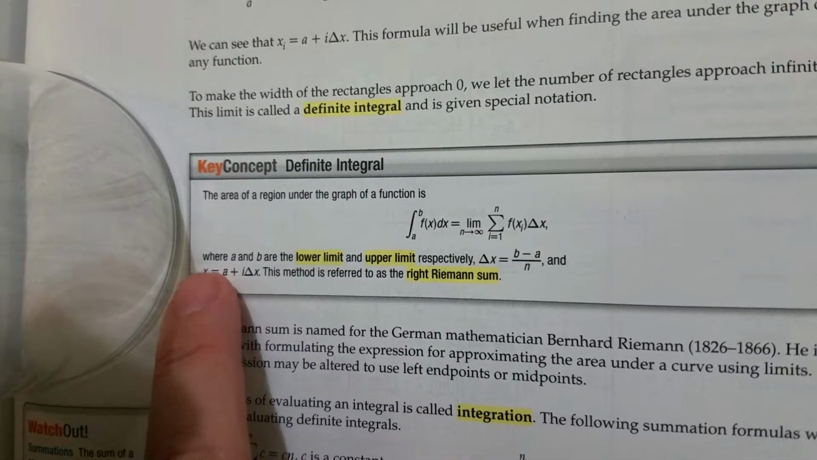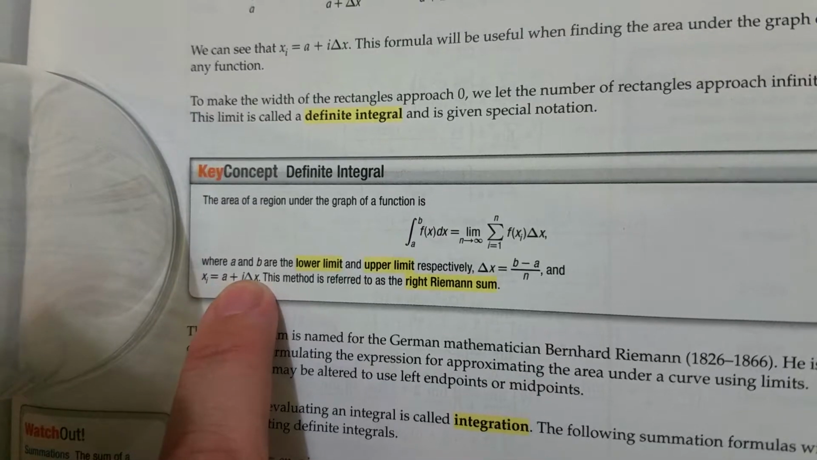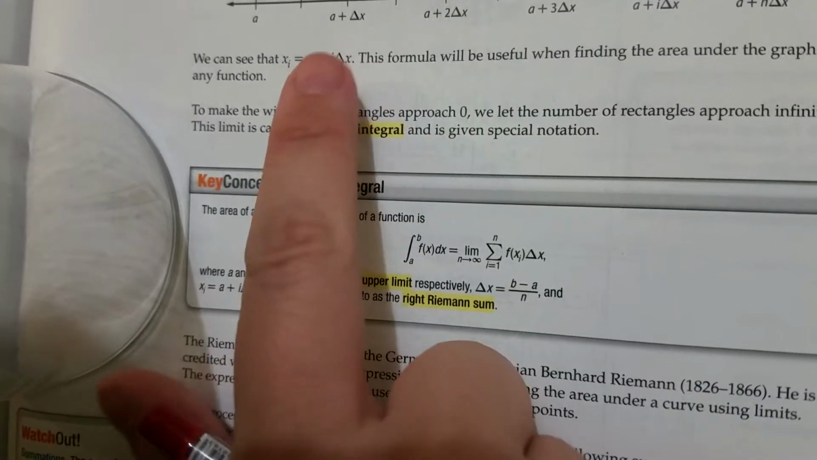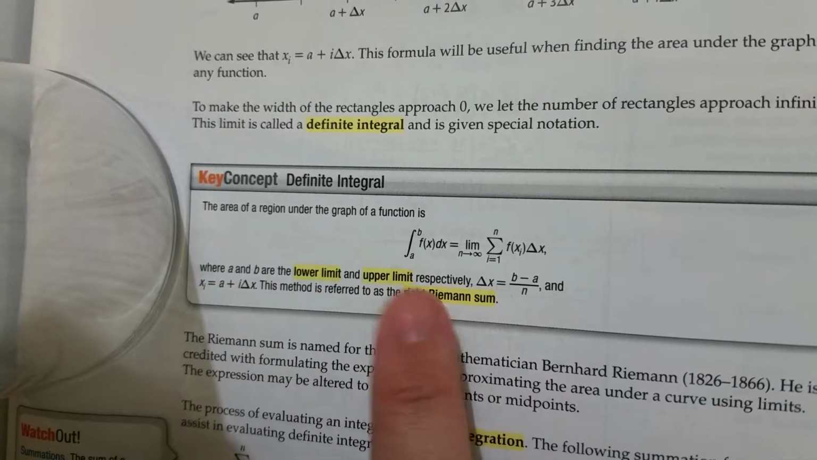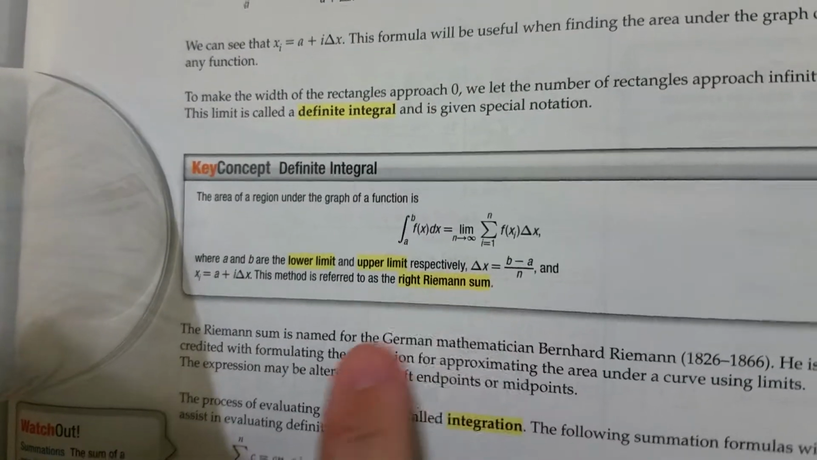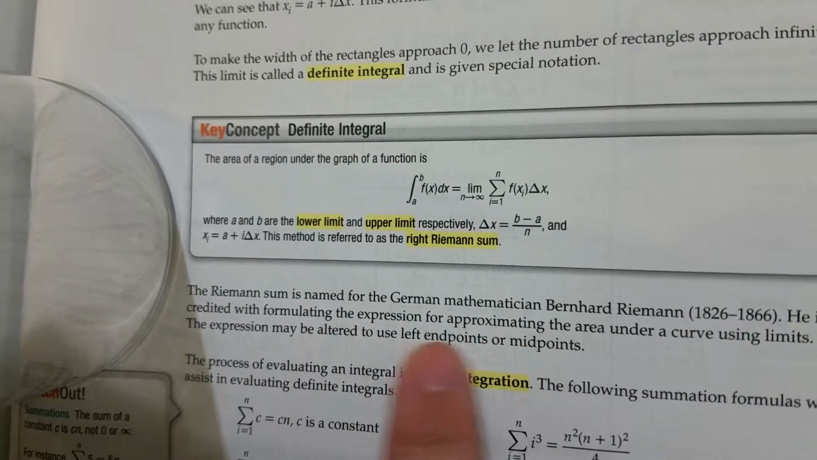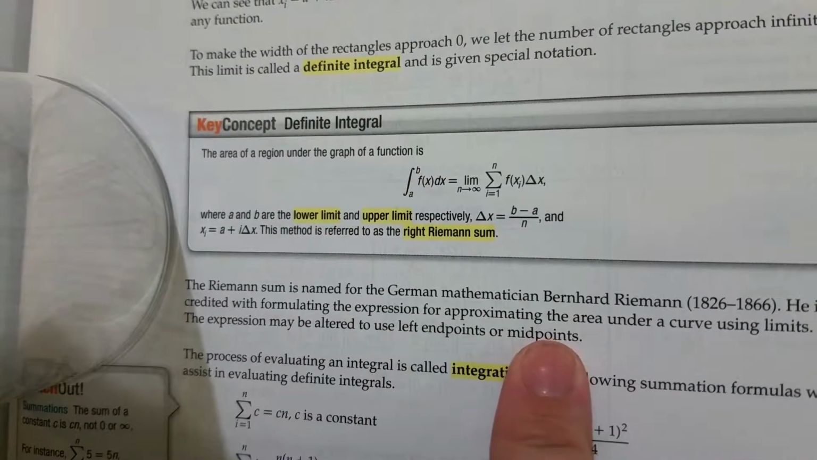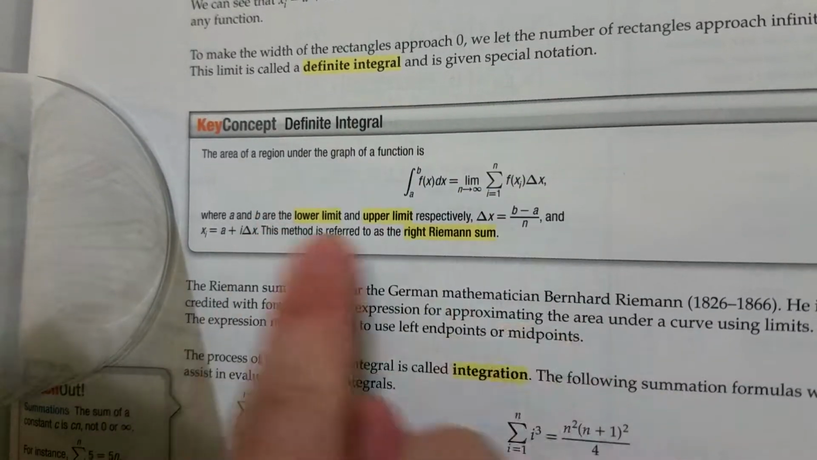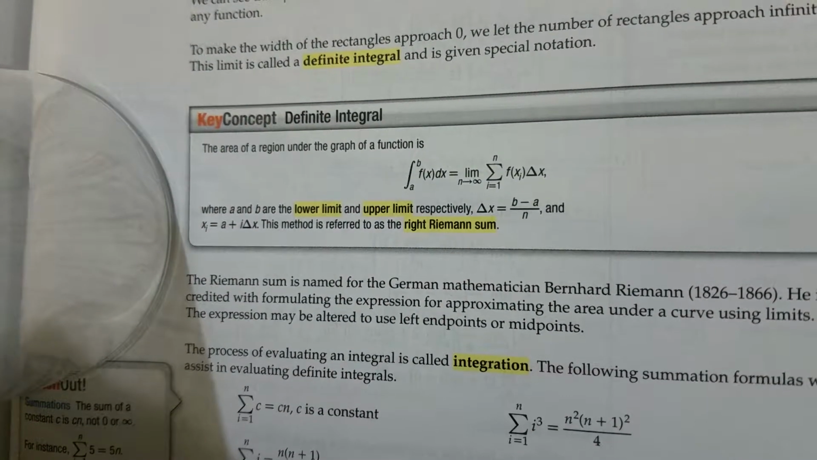And x sub i is equal to a plus i delta x, which is the same idea that I discussed in the video before. This is considered the right Riemann sum, and it does say that the expression can be changed to use left endpoints or midpoints, but we're just going to use this one here. Okay.